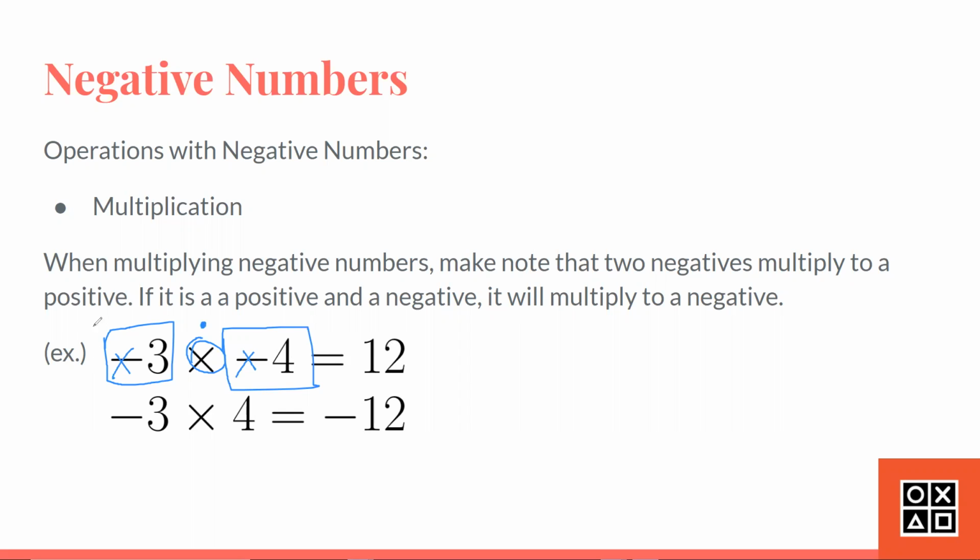And then the second sentence that we mentioned here is if it's a negative times a positive, 4 is the positive here and -3 is the negative here, it would always result in a negative number. So -3 times 4, essentially what you're doing is just 3 times 4 and just adding a negative sign in front of it.